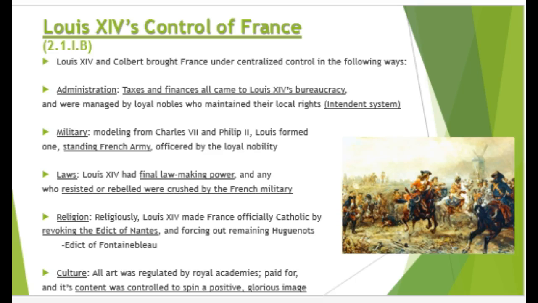Louis XIV officially made France all Catholic by revoking the Edict of Nantes and forcing out the remaining Huguenots. This was done in the Edict of Fontainebleau in 1685, which again was the official revocation of the Edict of Nantes. In it, the Huguenots lost their right to practice Calvinism.